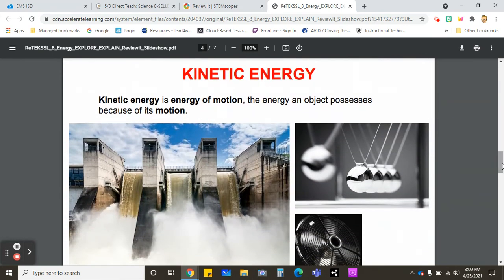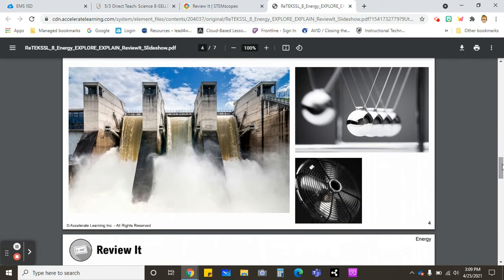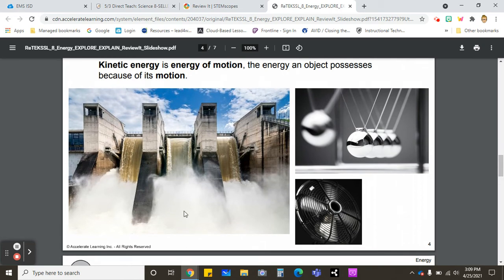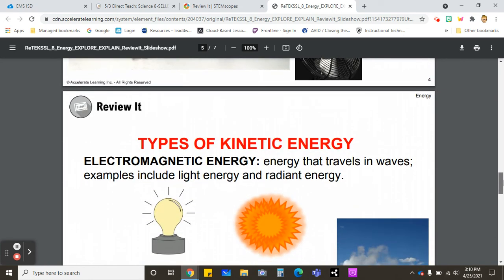Kinetic energy is energy of motion. It's the energy an object possesses because of its motion. So it is moving. So anything that is moving is considered kinetic energy. If it's moving faster, like water rushing out of the dam, that would be high kinetic energy. If the pendulum or the Newton's cradle ball is slowly going back and forth, it's going to have kinetic energy because it's moving, but it's probably not going to have as much kinetic energy because it's not moving as fast as the water out of the dam.